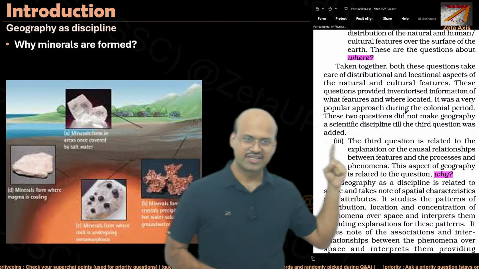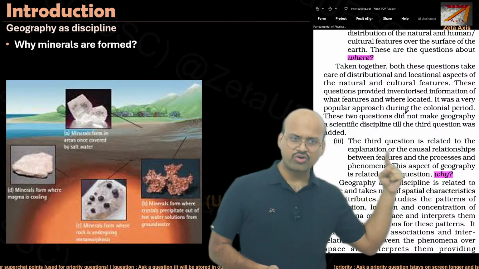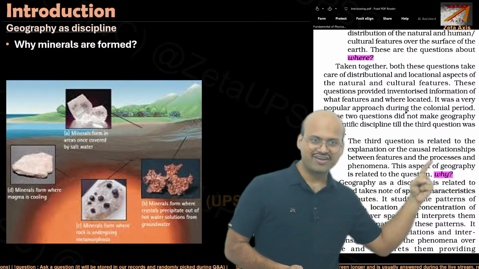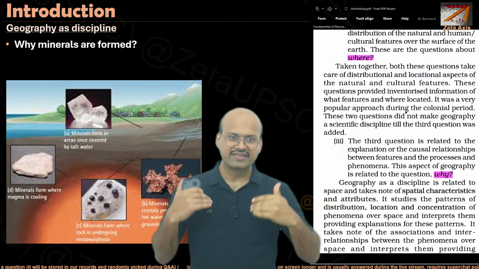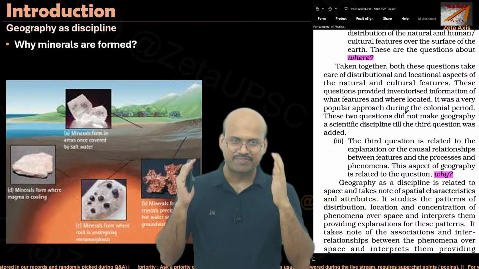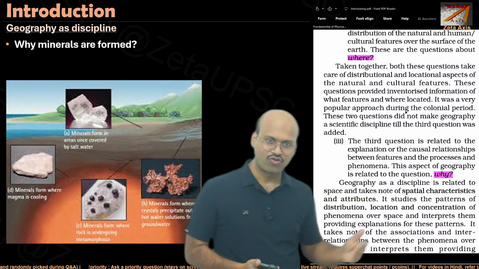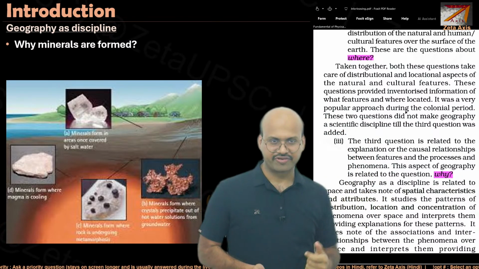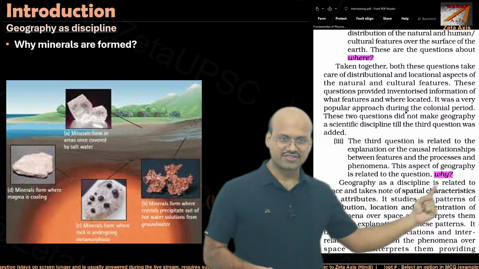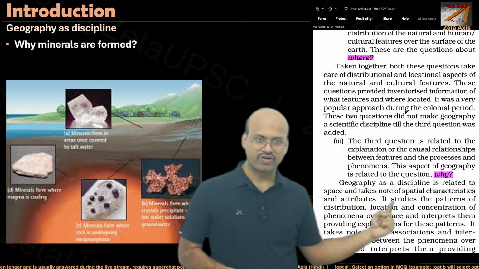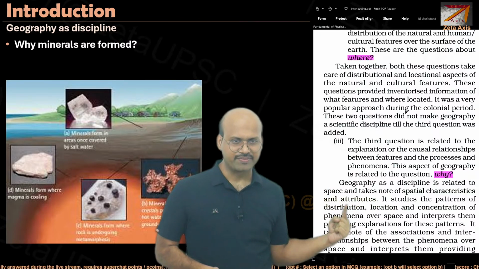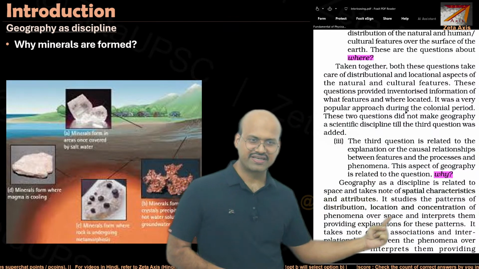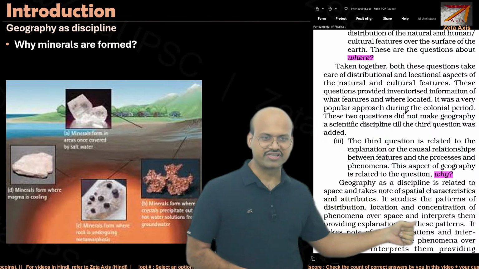So what it says, the third question is related to the explanation of the causal relationship between features and processes and phenomena. Here we try to understand why this phenomenon or this process occurs in that particular region, and that is what makes it a scientific discipline. That is what makes geography now a scientific discipline. Geography as a discipline is related to space and takes note of spatial characteristics and attributes.